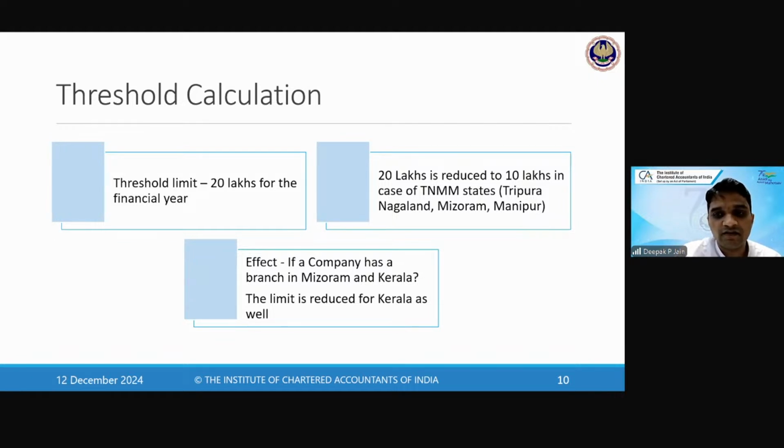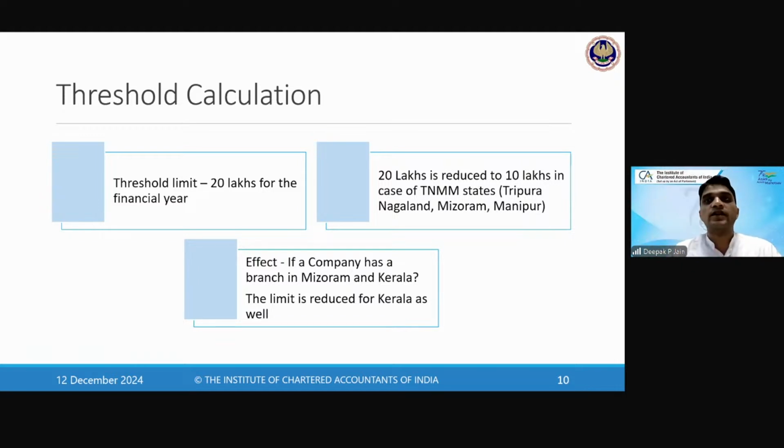Clear? Kerala also pays on 10 lakhs, correct.